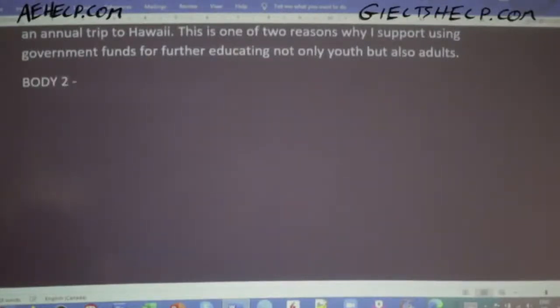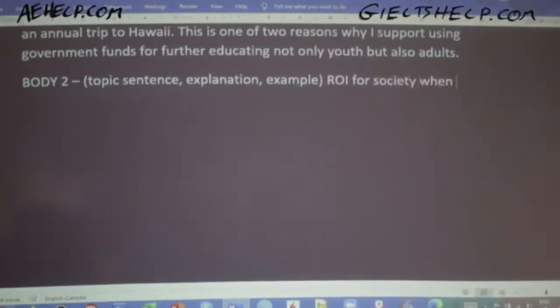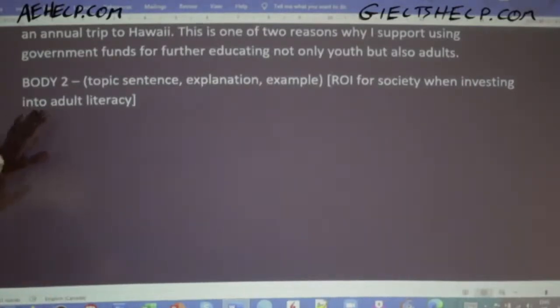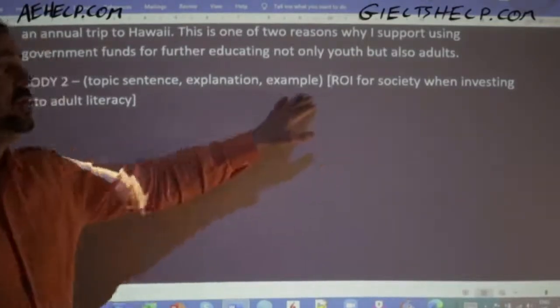And body paragraph two is going to have the same structure. So you're going to have a topic sentence. Okay, you're going to have an explanation and an example. You don't really need the connecting or concluding sentence because you have a conclusion coming up after body paragraph two. And this one, of course, is going to discuss the ROI for society when investing into adult literacy. Okay, so that's going to be the focus of your topic sentence. So the return on investment for society when society takes some of its budget and puts it towards adult literacy. Okay, so that's what's going on here.